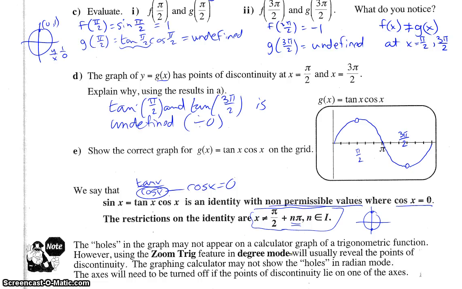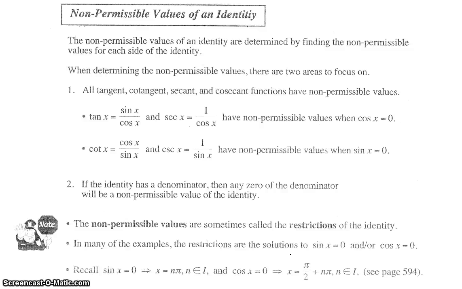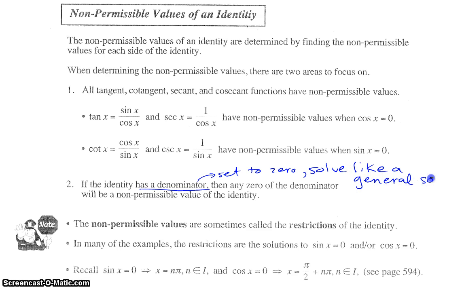Let's take a look at the next page. When you're trying to find non-permissible values, there are two things you should focus on. There's the obvious one: if it has a denominator, then you set that denominator to 0 and solve like it's a general solution, with the n pi stuff. The other one, I call the sneaky restrictions, the sneaky NPVs. Those are the ones that don't appear to be dividing by 0, but actually are.